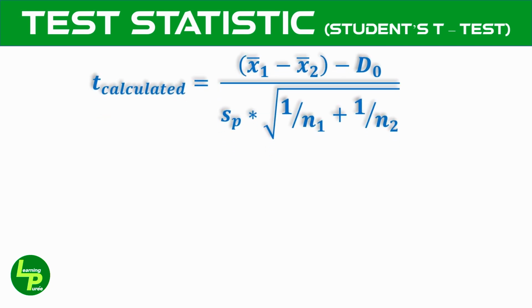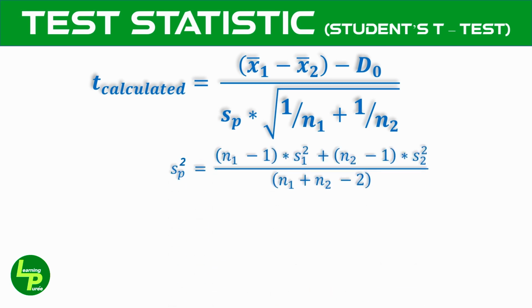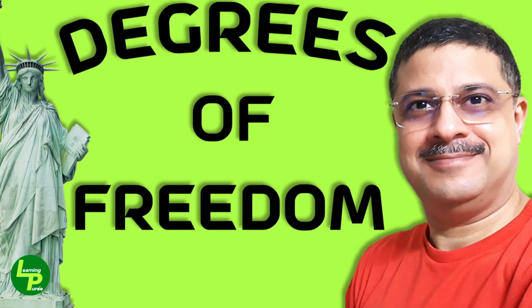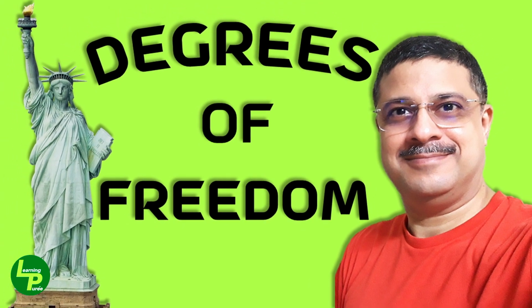When using sample standard deviations, we use the t table instead of the z table. So, instead of the z value, we will now calculate the t value like so, where Sp squared is equal to pooled variance for two samples, S1 squared and S2 squared are variances of two samples, N1 and N2 are sample sizes for each sample, D0 is the hypothesized difference between means. In this case, it will be 0, and degrees of freedom will be equal to N1 plus N2 minus 2. To understand degrees of freedom, please look up one of my earlier videos on the same topic.